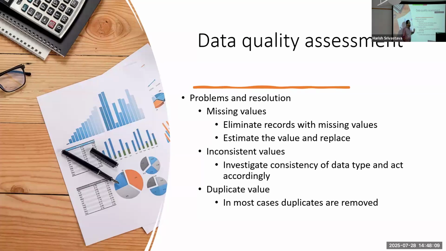You eliminate the record with the missing value. You right click on the particular row and delete it. But you cannot delete a student, right? He is no more in the system. The other option is to estimate the value and replace it. Let's say, what is your name? Mayur. Mayur has 7 assignments. He submitted 5 and did not submit 6 and 7. So what should I do?